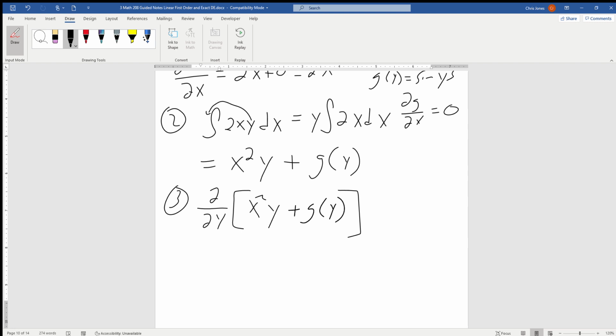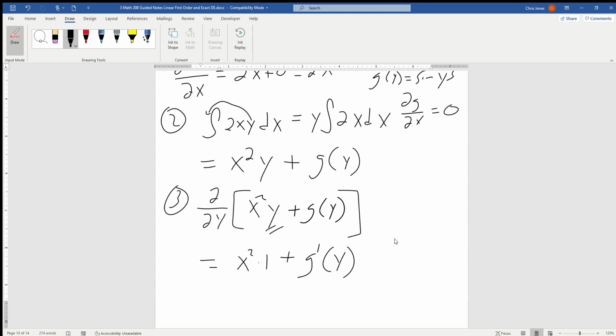Right? And that's going to be equal to, now remember, x is a coefficient in this case, so the derivative of y is 1, so that's going to be x squared times 1. We don't know what g of y is, but when we find its derivative with respect to y, it's just going to be g prime of y.